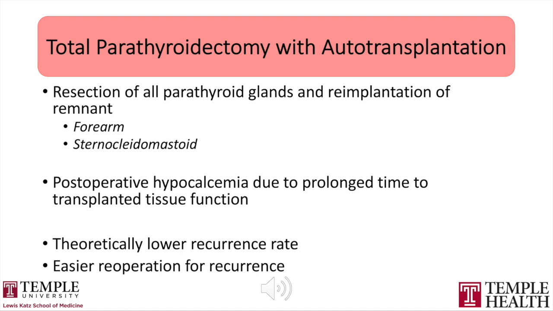That tissue takes 4 to 6 weeks, maybe more, to actually really have an effect. So the patient is going to have really prolonged, profound hypocalcemia while you're waiting for any tissue to regain function. This has a theoretically lower recurrence rate than a subtotal operation does because you're removing all the parathyroid tissue. And if you do have a recurrence, you can usually localize it to your auto-transplanted tissue. So the operation itself is usually easier.